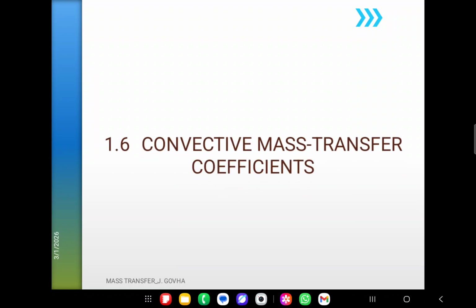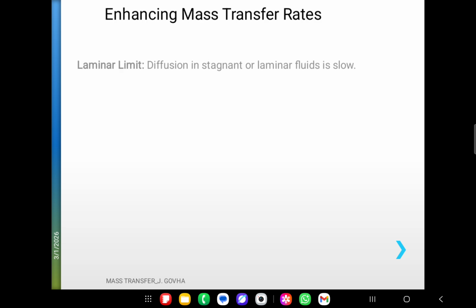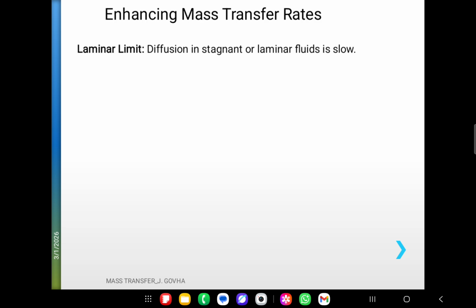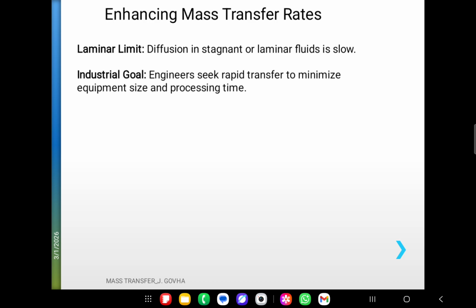So we want to look at convective mass transfer coefficients. This is what we want to understand: the mass transfer coefficient as we go to enhance mass transfer rates. In the laminar limit, diffusion in stagnant or laminar fluids is slow.